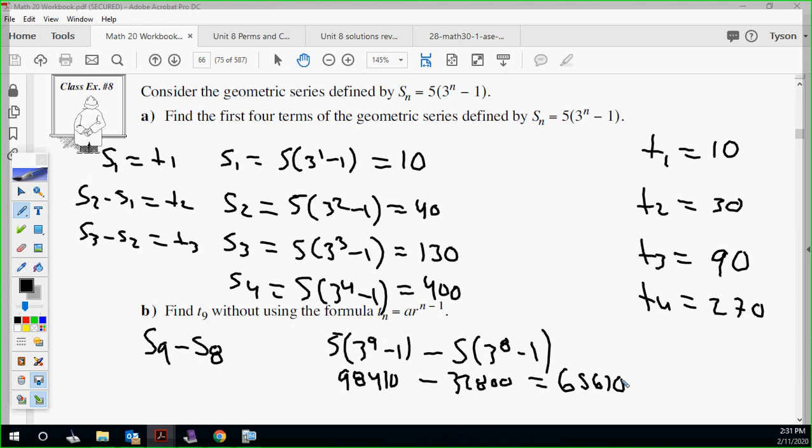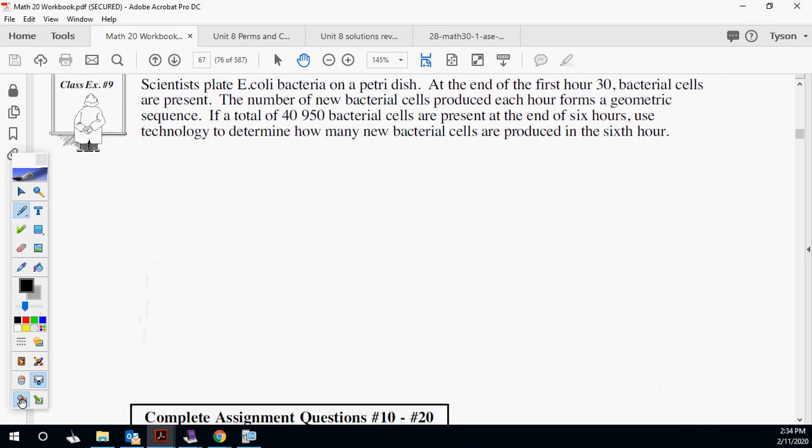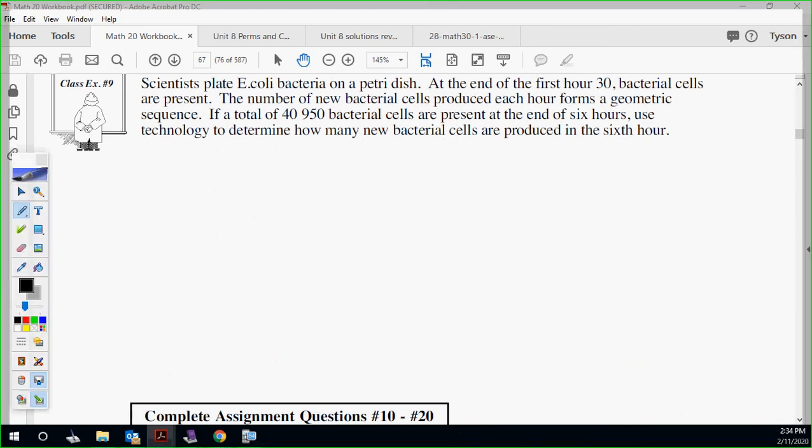Okay, so this one we're going to use the calculator again probably. Scientists plate E. coli bacteria on a petri dish. At the end of the first hour, 30 bacteria cells are present. The number of new bacteria cells produced each hour forms a geometric sequence. If the total bacteria cells is 40,950 at the end of 6 hours, use the technology to determine how many bacteria cells are produced in the 6th hour.